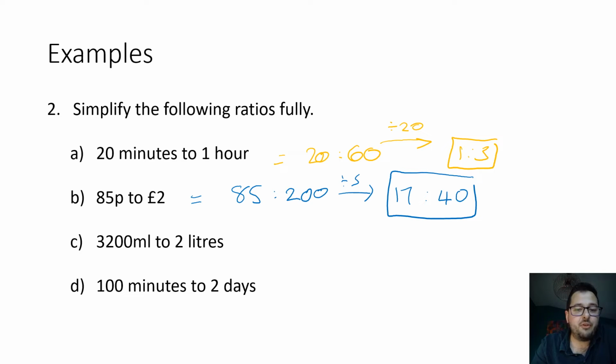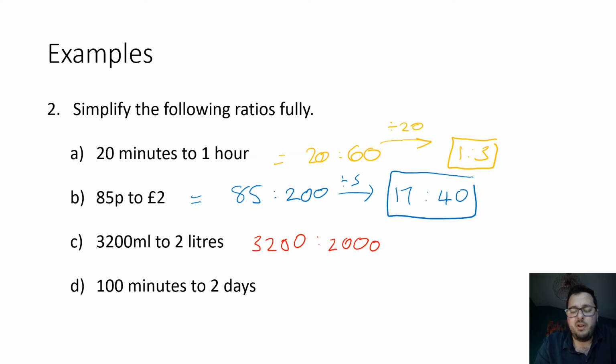Okay, part C, we've got 3,200 millilitres to 2 litres. Well, how many millilitres are in a litre? It's 1,000. So this is going to be 3,200, and we've got 2 litres, so that's going to be 2,000. Great.